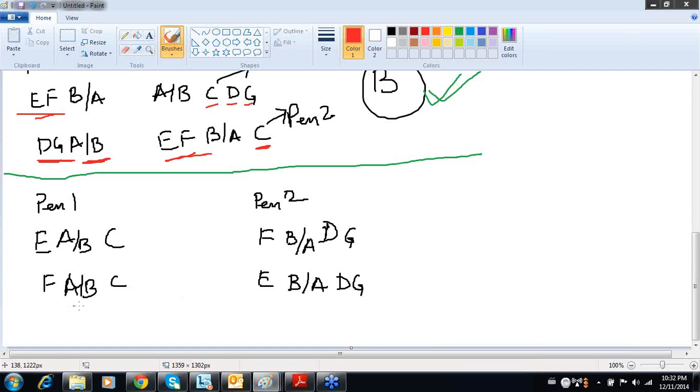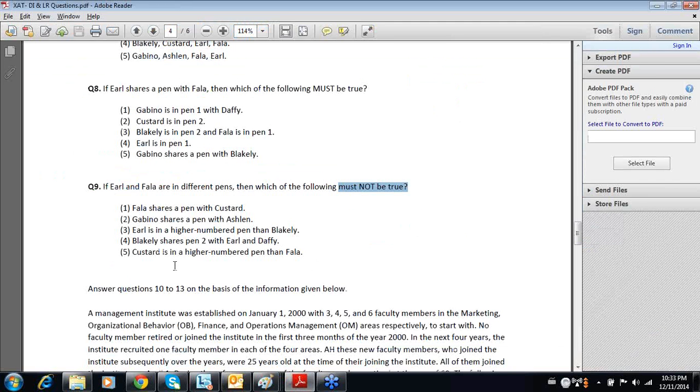Now second condition, if F is in pen 1 and E is in pen 2. So again A oblique B, A or B has to be in pen 1. So B oblique A, B or A has to be in pen 2. Again D and G will be in pen 2 and C will be in pen 1. So what are the options?